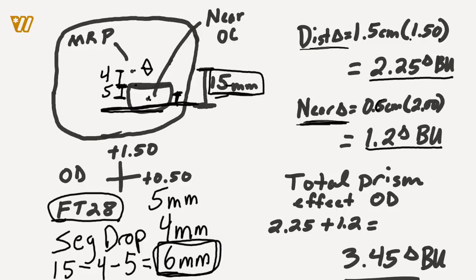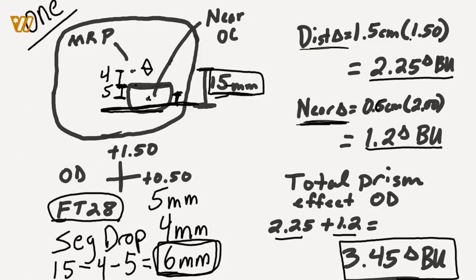So to figure out our total prismatic effect, we're going to add those two numbers together. We take 2.25 and 1.2, and since we are doing this over one eye, we add them together and get 3.45 diopters of base up prism. One key point to remember: this is one eye. So optically, we can add those together whenever they're over one eye and get a total value of 3.45 diopters of base up prism when this patient looks 15 millimeters below the distance optical center in their bifocal.